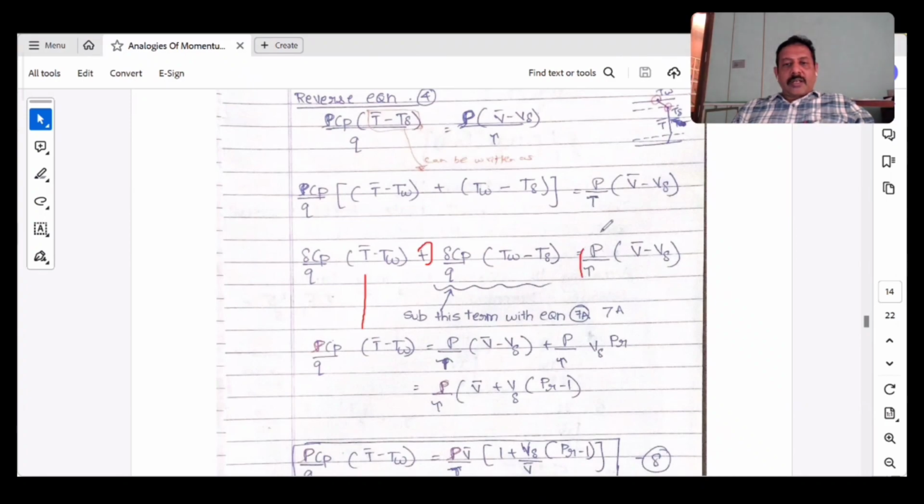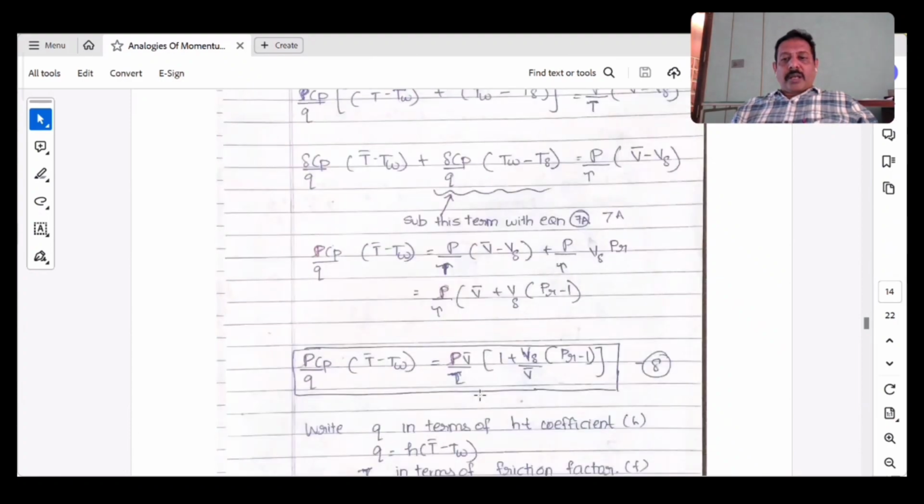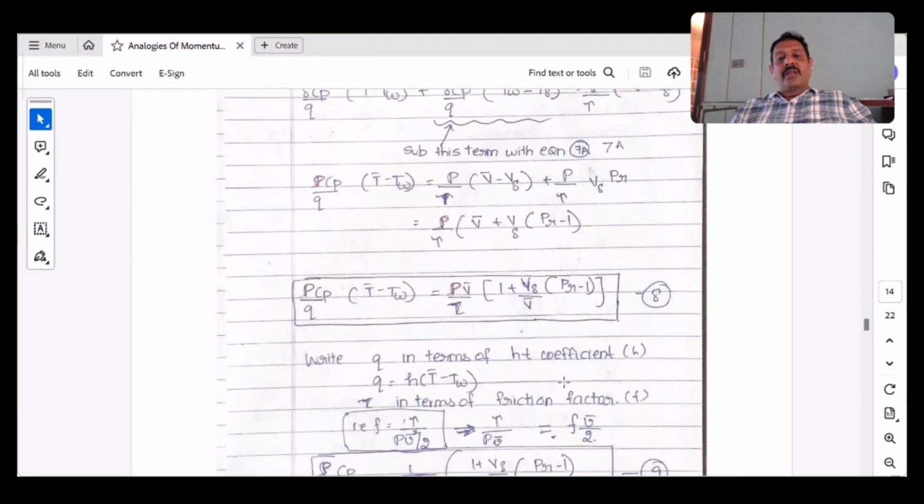So what is already on the right hand side? rho by tau V bar minus VW is there, plus if you substitute this, the remaining term is P by tau V delta into PR. If you have the notes in hand, it will be very easy. Okay, so taking P by delta common, V bar plus V delta into PR minus 1, or rho Cp by Q into T bar minus TW is equal to P V cap by delta into 1 plus Vs by V into PR minus 1, right?